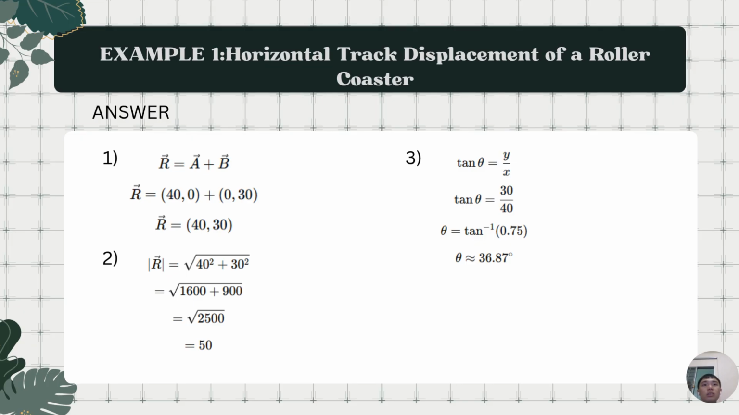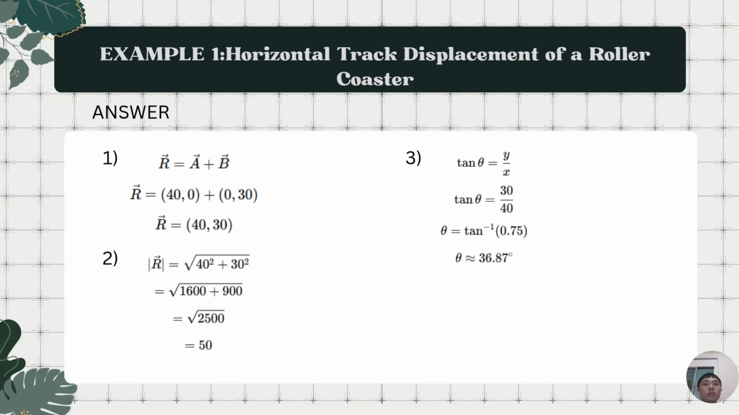Next, we find the magnitude of this resultant vector. The magnitude tells us the straight line displacement from the start to the finish. After calculation, the magnitude is 50 meters. This means that although the coaster moved in two separate sections, its total displacement from the starting point is 50 meters in a straight line.